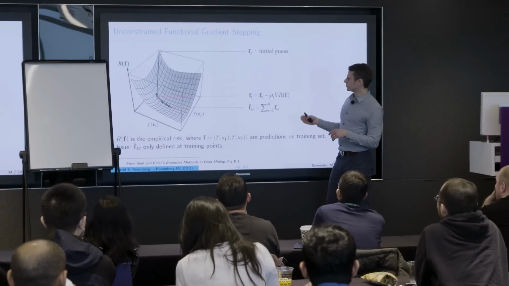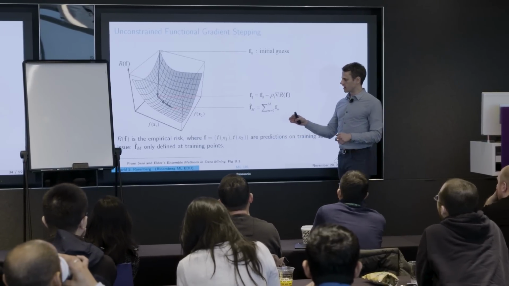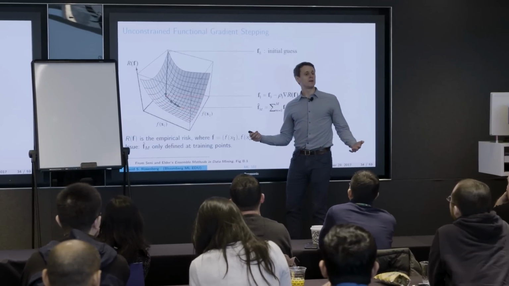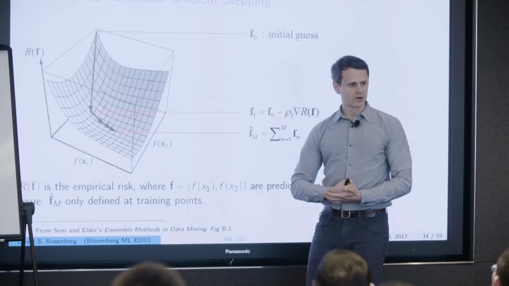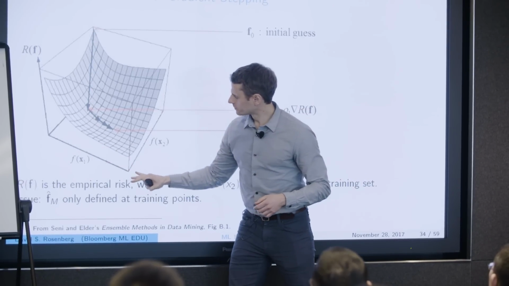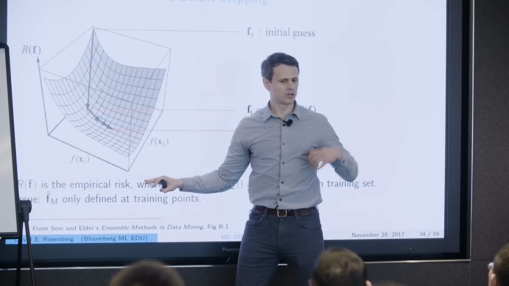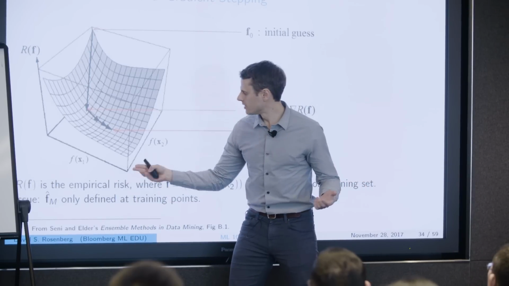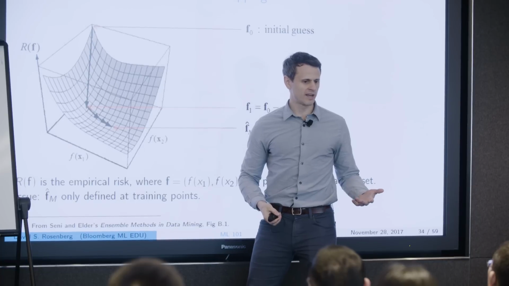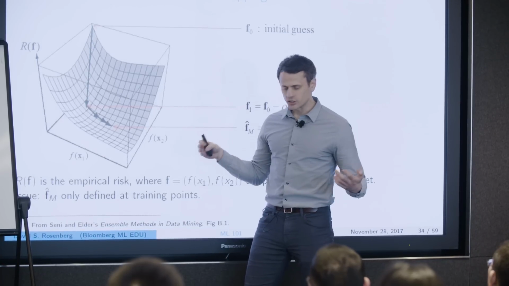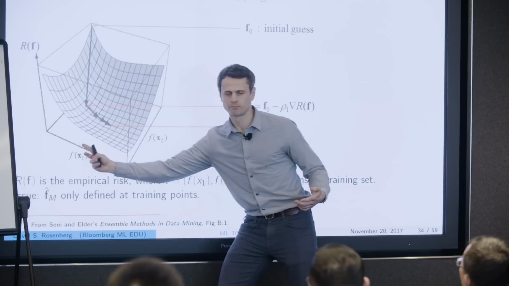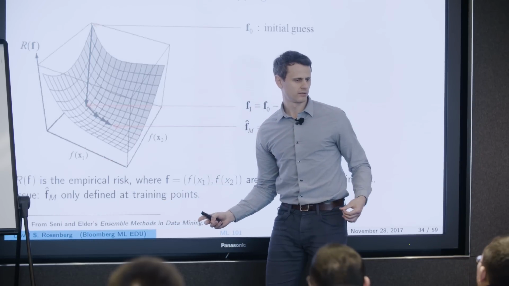I pulled it from another source which uses slightly different notation, but I should be able to explain it just fine. So the domain that we're optimizing over are the predictions of our function on two training points. So f of x1, this dimension is the prediction we're going to produce on training point x1. And this dimension is the prediction we're going to produce on training point x2. So the vector f is a point in this bottom plane. Is that clear?